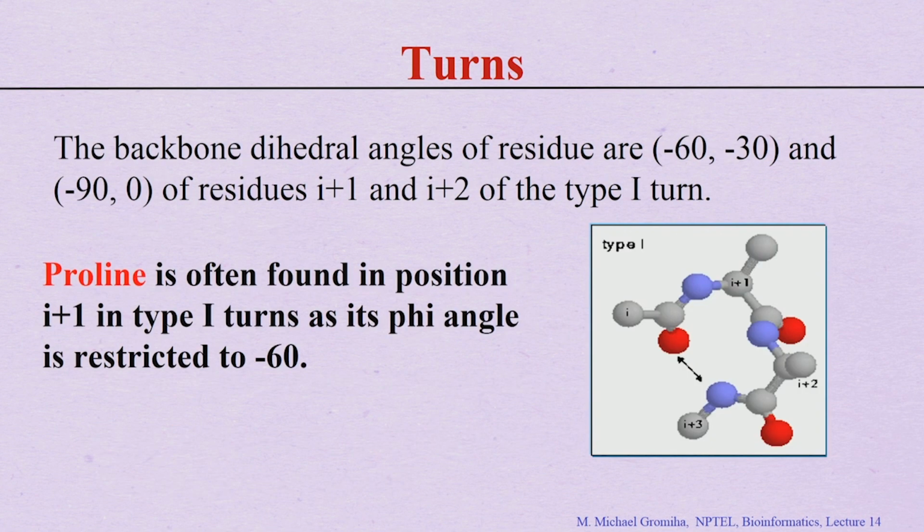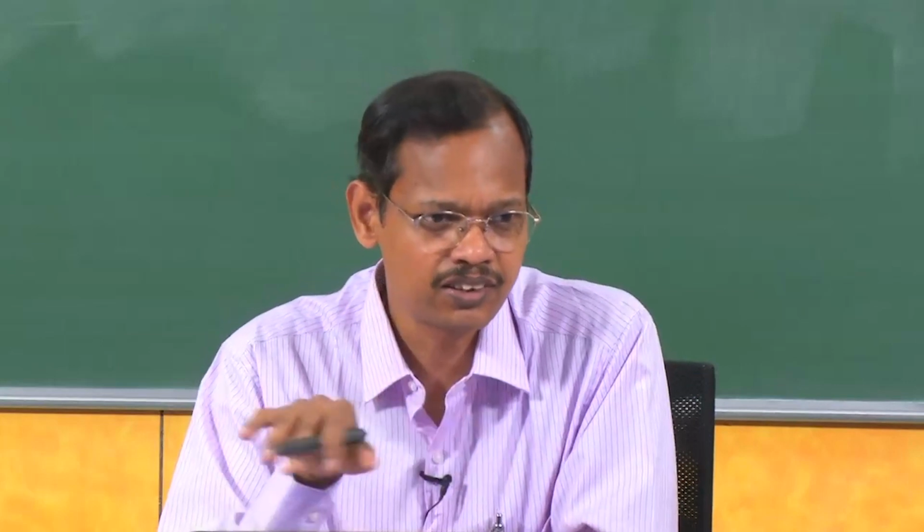The type 1 turns mainly depend upon the backbone dihedral angles. You can see the angles are minus 60, minus 30 and minus 90, 0 for the residues I plus 1 and I plus 2 in the case of type 1 turn. If we look into the frequency of occurrence of amino acid residues in the turns, proline is the residue that occurs quite often at position I plus 1 in type 1 turns because the phi angle is restricted to minus 60. I will discuss the phi and psi angles in a few minutes.